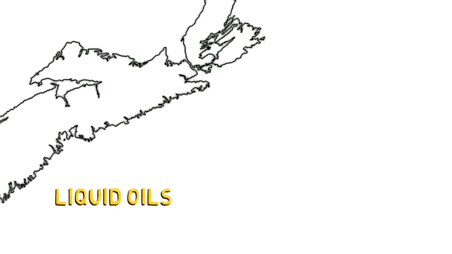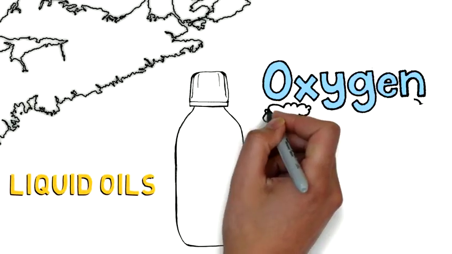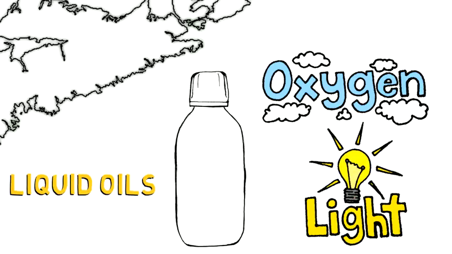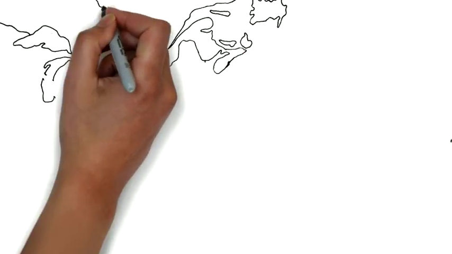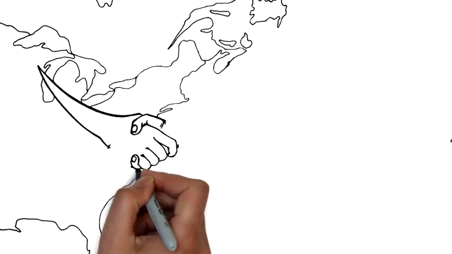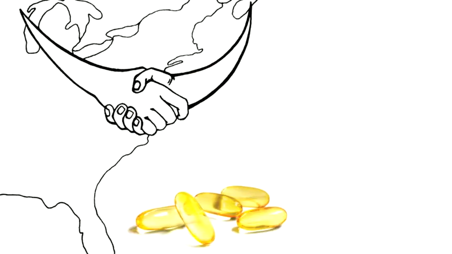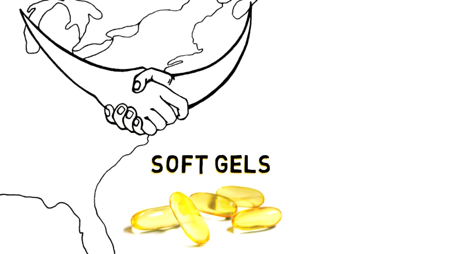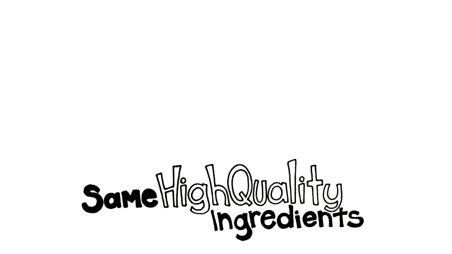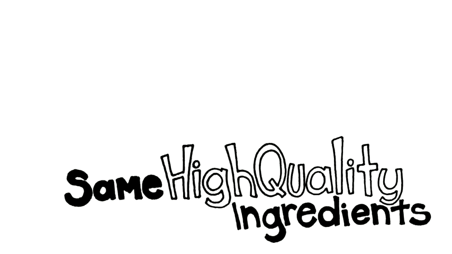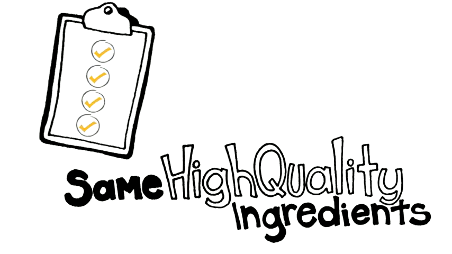Integrative's Nova Scotia facility is designed to produce liquids which are extremely sensitive to oxygen, light, and other environmental factors. We are not equipped to encapsulate our liquid oils. Therefore, we have established strategic partnerships in the United States to create our soft gels. Integrative supplies all of the same high-quality ingredients used to produce our liquid oils according to all of the same quality specifications and handling requirements.